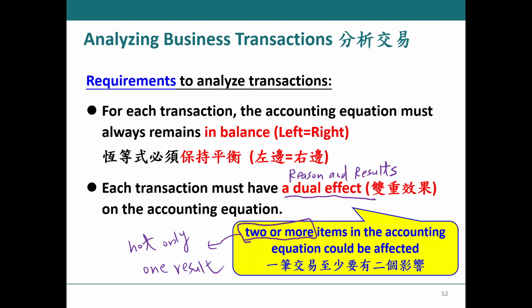Okay. So based on these two requirements, then we could really practice the transactions, how to analyze the transaction, how to find out the company situations. Okay?